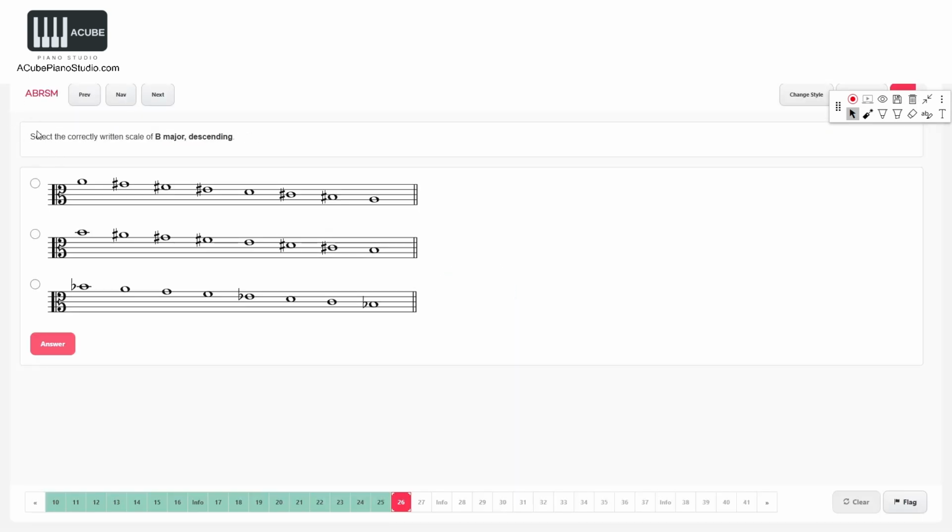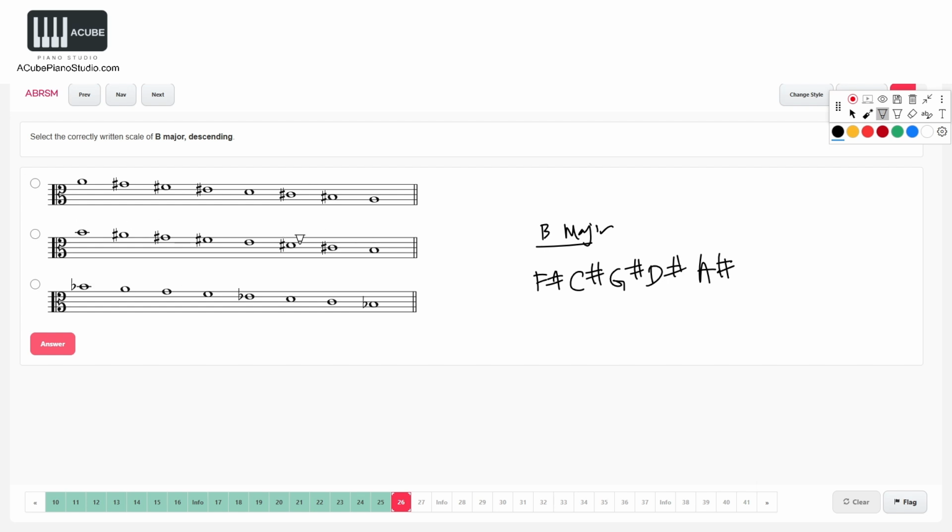Okay, next, you are asked to select the correctly written scale of B major descending. So B major, from your key signature chart, you know that B major has 5 sharps: F, C, G, D, and A. If you look at the scale, the first note is B and B. Then there should be 5 sharps. 1, 2, 3, 4, 5.